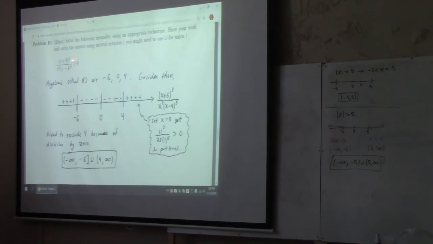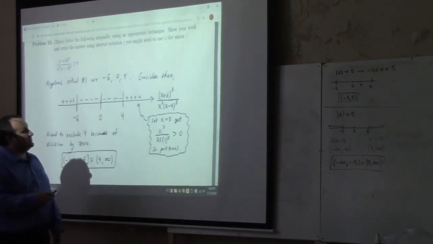It's going to be over here or over there. Now, I have to think: should I include the minus 6? Should I include the 4? Or should I exclude them? Minus 6 I can include because I'm looking for greater than or equal to 0. Minus 6 makes this expression 0, so I can include the minus 6. But 4 is troublesome because that means division by 0. We cannot allow that, so we have to exclude 4.